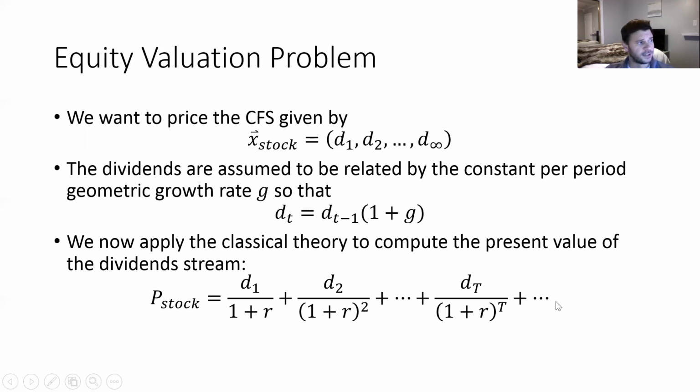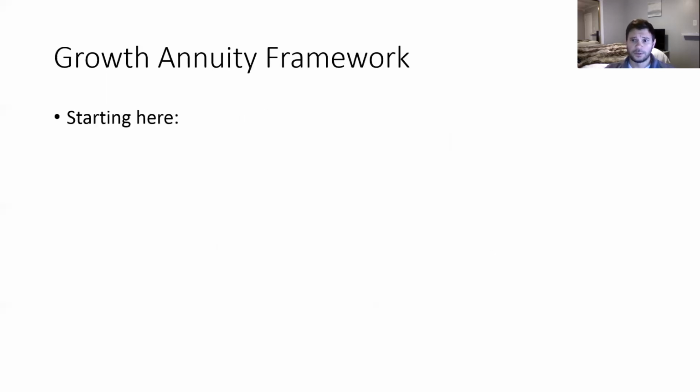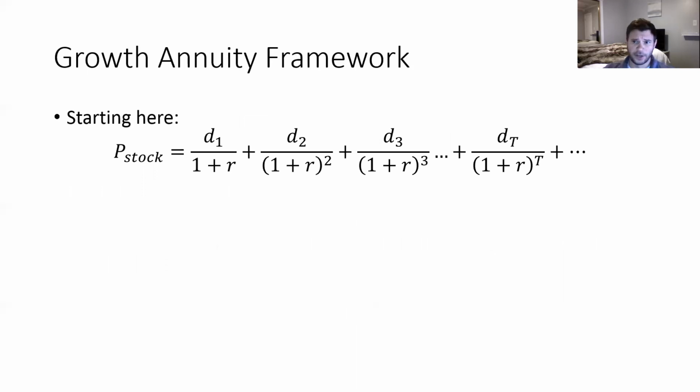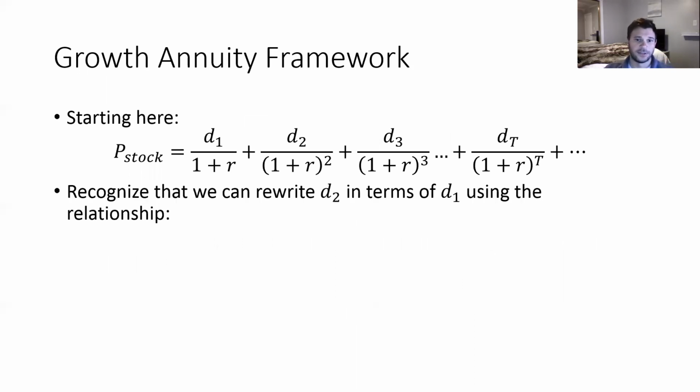Those dot, dot, dots at the end mean this term keeps going towards infinity. So do not forget that, that's important. Okay, so here we're going to start where we had just left off. And what we're going to do next is recognize that the geometric growth structure allows us again to take advantage of the recursive nature of how dividends may be related, right?